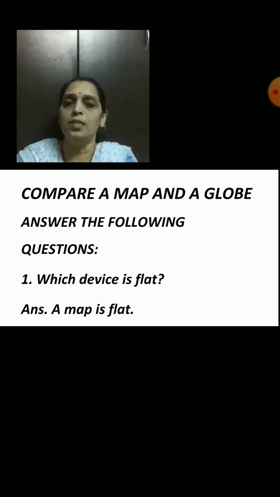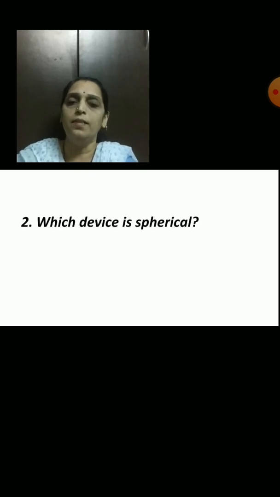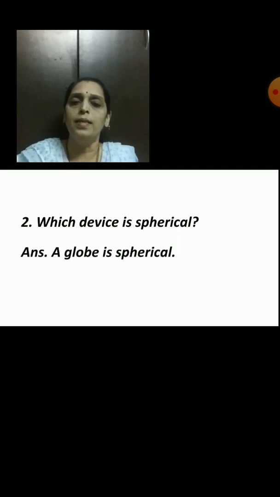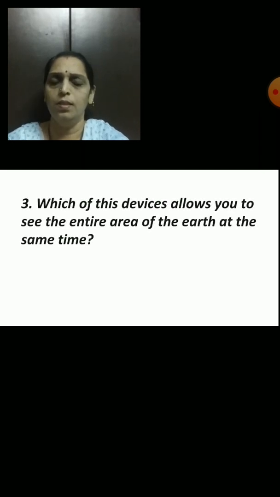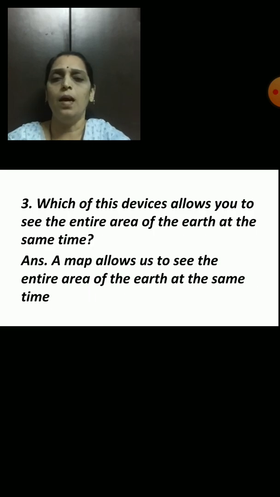Now the next question, which device is spherical? Yes, a globe is spherical. Now the third question, which of these devices allows you to see the entire area of the earth at the same time? Yes, what will be the answer? And the answer is a map allows us to see the entire area of the earth at the same time.